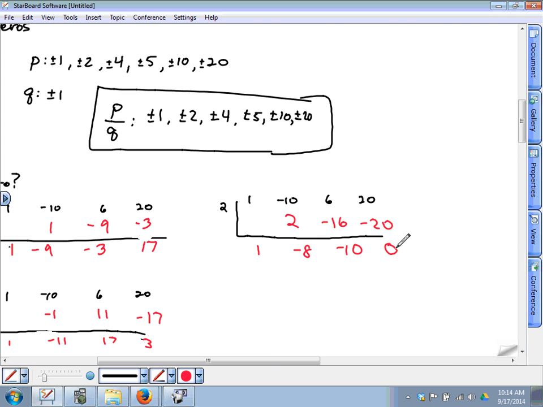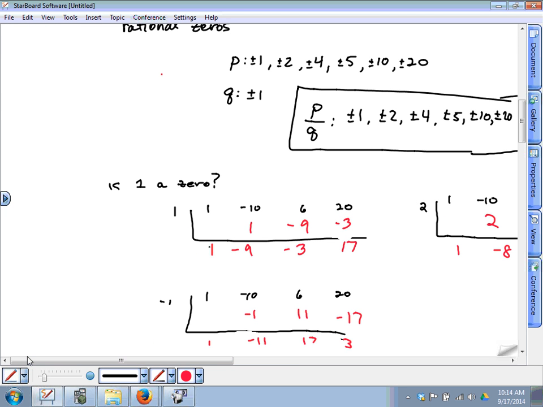We could go through all of the other numbers and not find any more zeros. Does that mean there's only one solution? No. It means the other two are either irrational or imaginary. So I'm not going to expect you to go through all of the numbers and test every single one of them. That would take way too much time. Here's what we're going to do. Turn your calculators on.